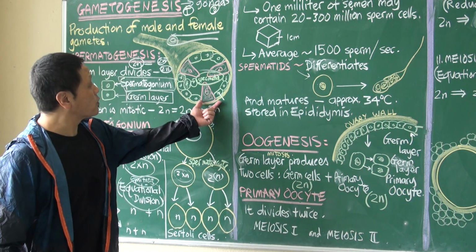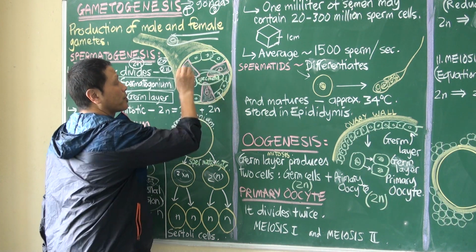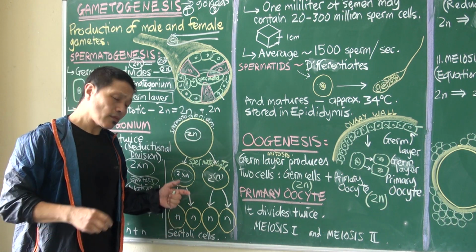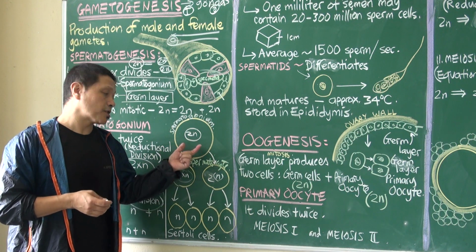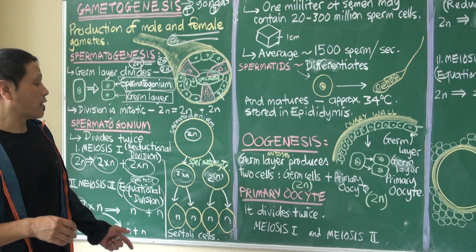There are cells called Sertoli cells, whose function is to nourish and help the spermatids mature and differentiate into what they need to be.